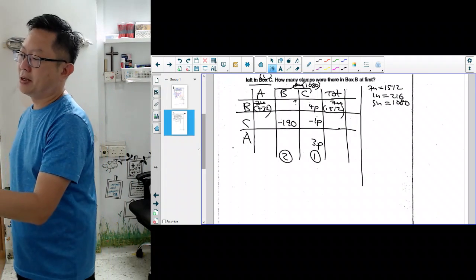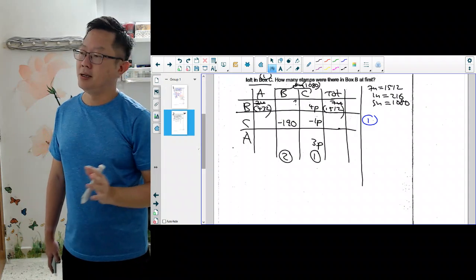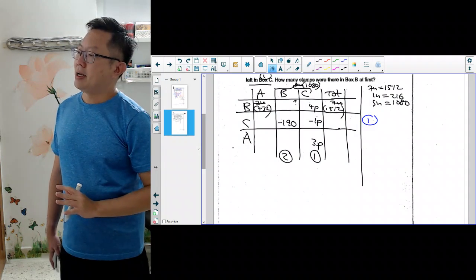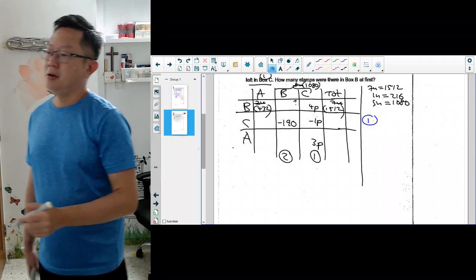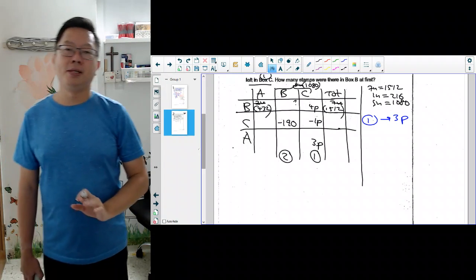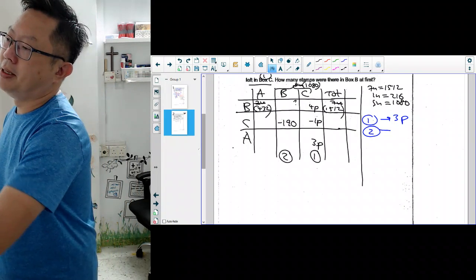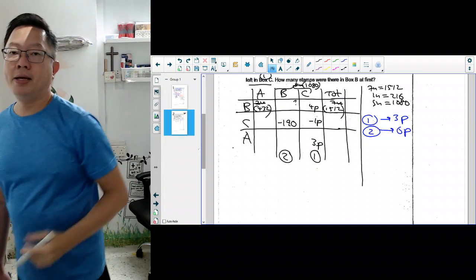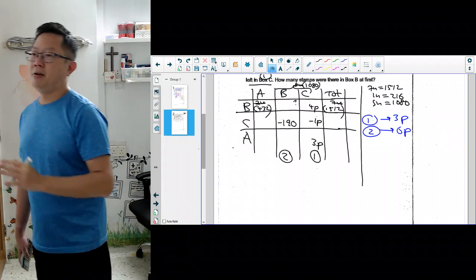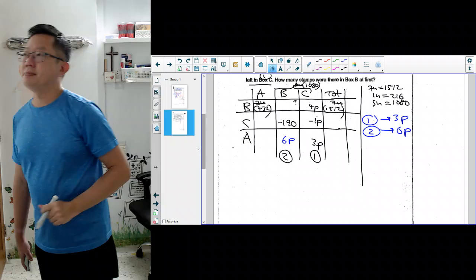For example, look at the after, box C. If you look at box C in the after, 1 time is in the same box as 3 parts. So 1 time is 3 parts, and then 2 times must be 6 parts, times 2. And whatever numbers you have worked out already, you put inside.